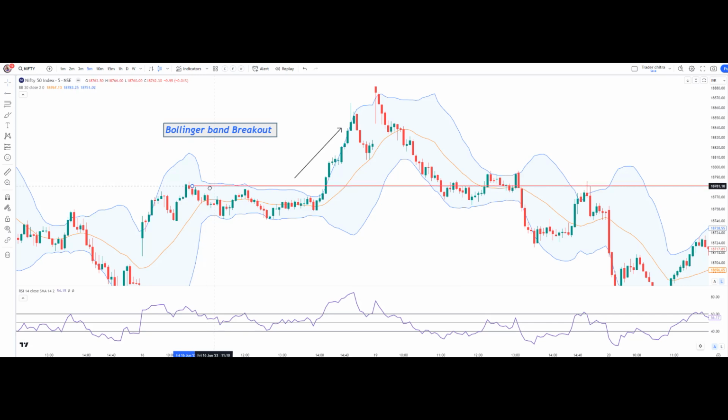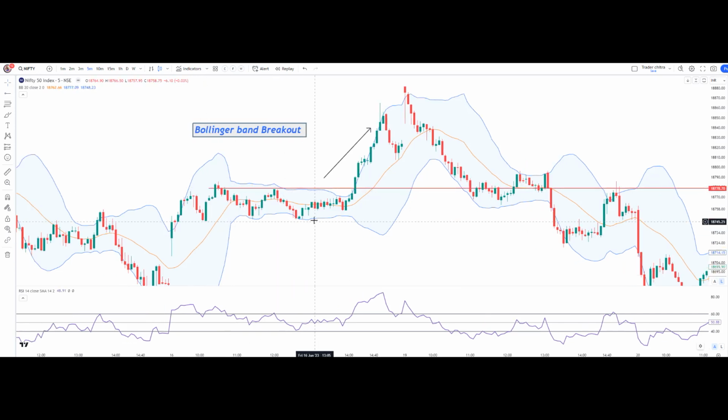Also we can put a horizontal ray here. This is called the resistance. So this is also called the resistance level. So price is above the resistance level. So one can consider it as a long trade, and also we got the confirmation from the Bollinger Band breakout also. So one can enter into the long trade above this green candle.